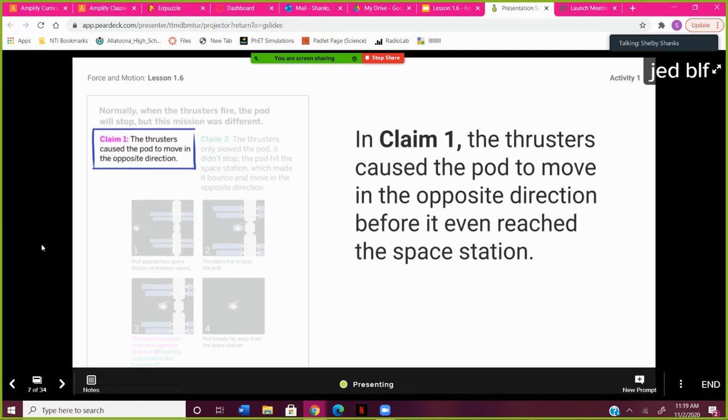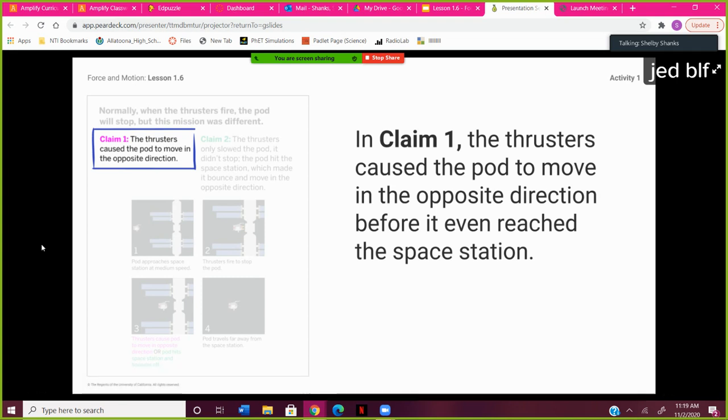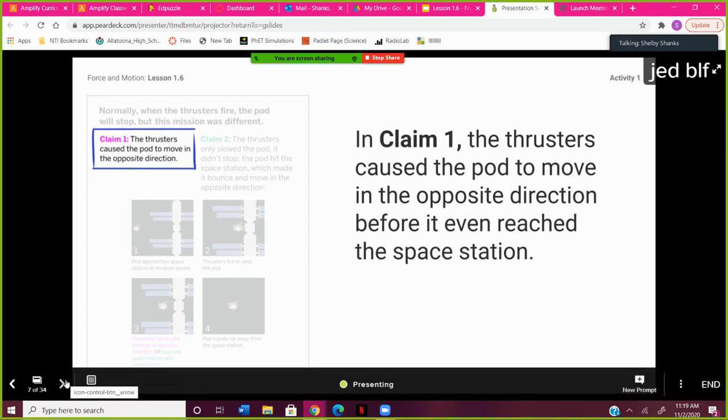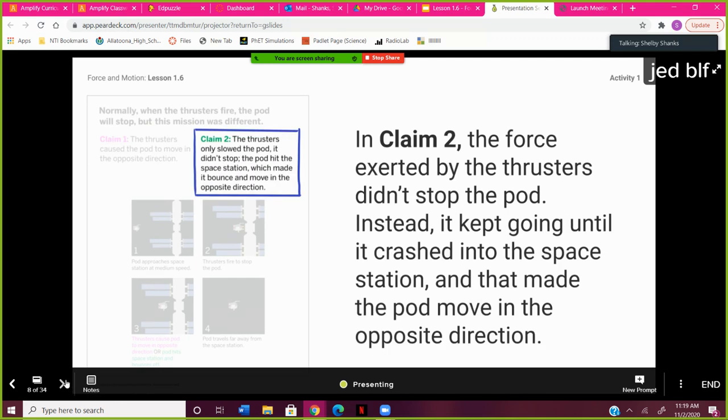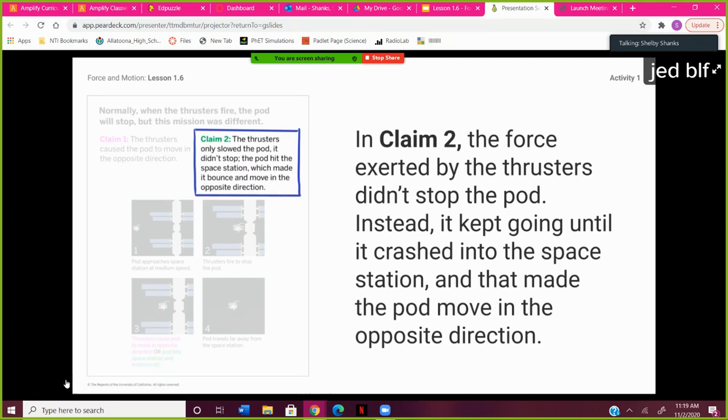So in claim 1, the thrusters caused the pod to move in the opposite direction before it even reached the space station. So it didn't even touch the space station. In claim 2, the force exerted by the thrusters did not stop the pod, and so instead it kept going until it crashed into the space station, which made the pod move in the opposite direction. So we know that in claim 1, the pod did not touch the space station, but in claim 2, the pod did touch the space station and bounced off of that.